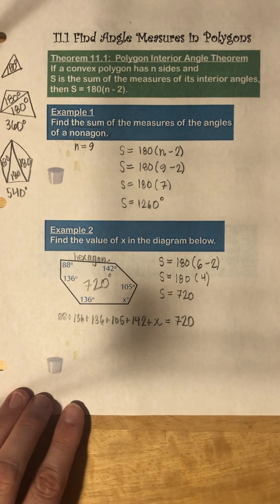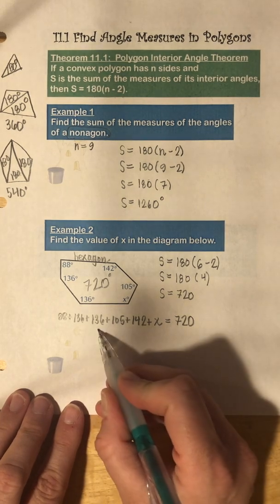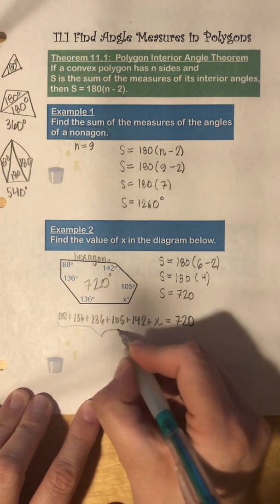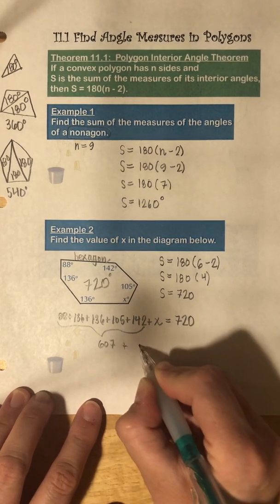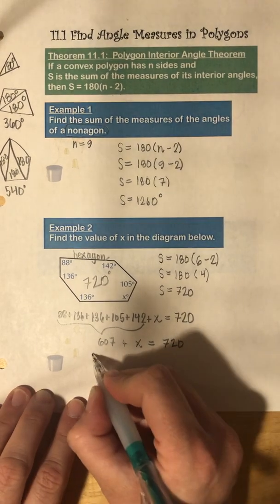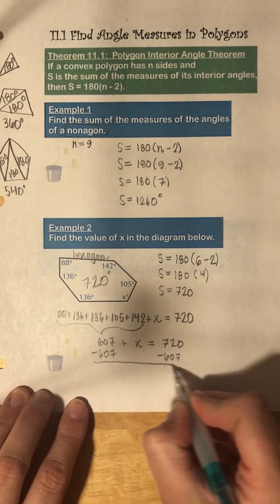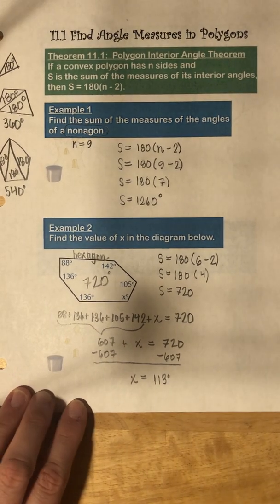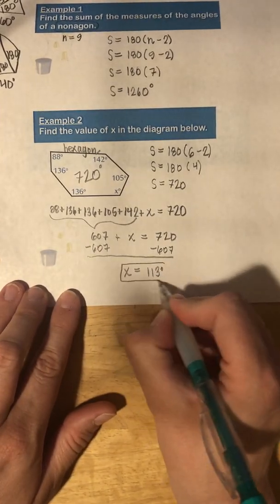So the next thing that I would do is I would want to combine like terms. So I want to add the 88, the 136, the 136, the 105, and the 142. And when we add all of those numbers together, we get 607. And that 607 is still added to the x and set equal to 720. So now comes the easy part. We're going to move the 607 over to the other side using subtraction. And we're going to find out that the missing angle is 113 degrees. And for this problem, that's all that they asked us to solve for. And so once we find x, we are done.